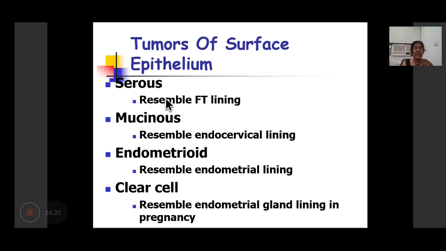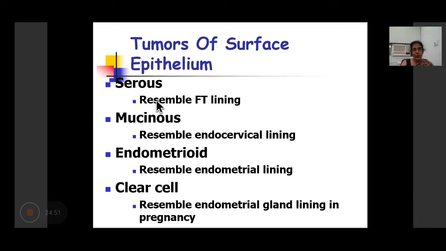So tumors of surface epithelium would be serous if the lining epithelium is tall columnar ciliated, similar to the lining of the fallopian tube. It may be mucinous, tall columnar mucin secreting lining resembling the endocervical epithelium, or it may resemble the proliferative tubular endometrial glandular lining, when there could be endometrioid tumors occurring in the ovary, or it could resemble the secretory endometrial glands giving vacuolations in the cytoplasm, called clear cell tumors of the ovary.